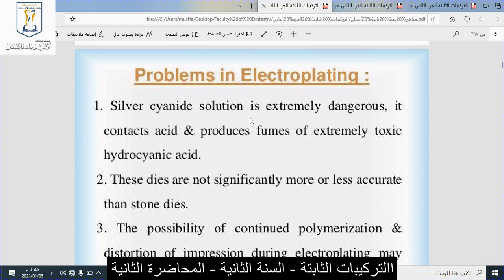Problem in electroplating dye: silver cyanide solution is dangerous and toxic. In the case of silver plating dye, the silver cyanide solution is dangerous and toxic.